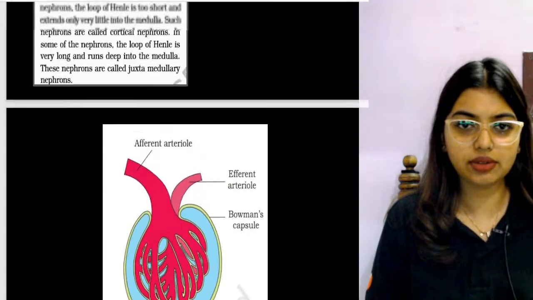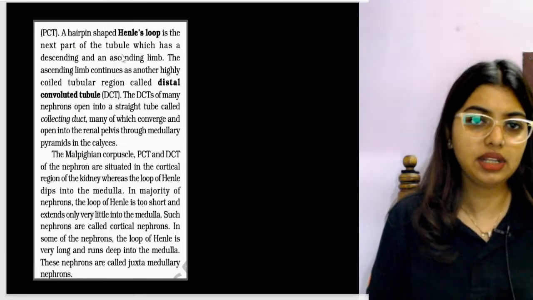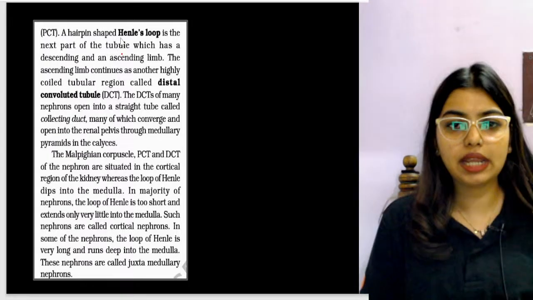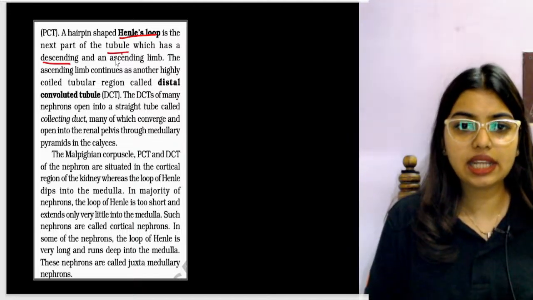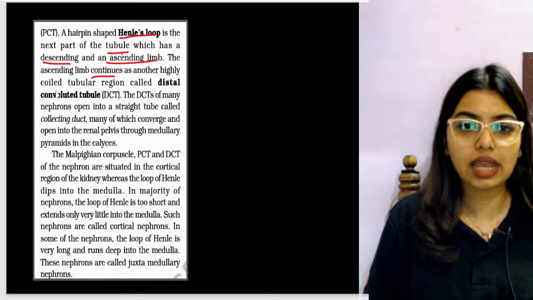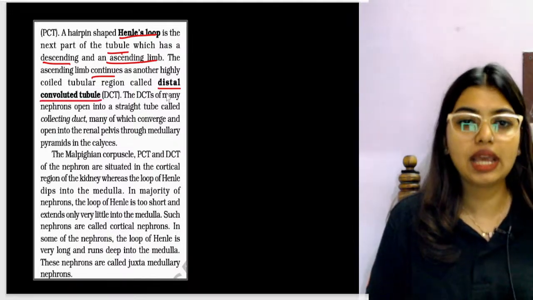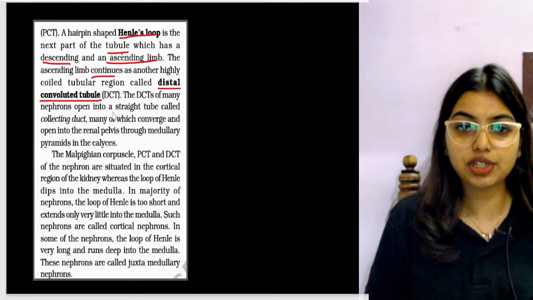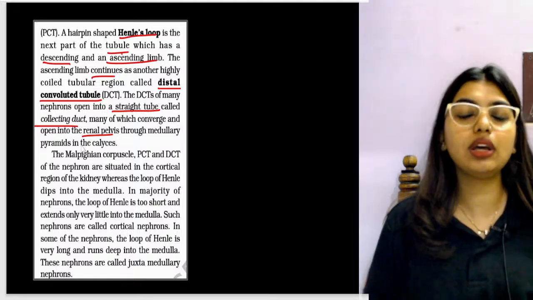Okay, so we stopped up to our kidney. Now here there are some lines given by NCERT, so let's go through that as well. A hairpin shaped Henle's loop is the next part of the tubule, which has a descending and an ascending limb. The ascending limb continues as another highly coiled tubular region called the distal convoluted tubule. The DCT of many nephrons open into a straight tube called the collecting duct, many of which converge and open into the renal pelvis through the medullary pyramid.